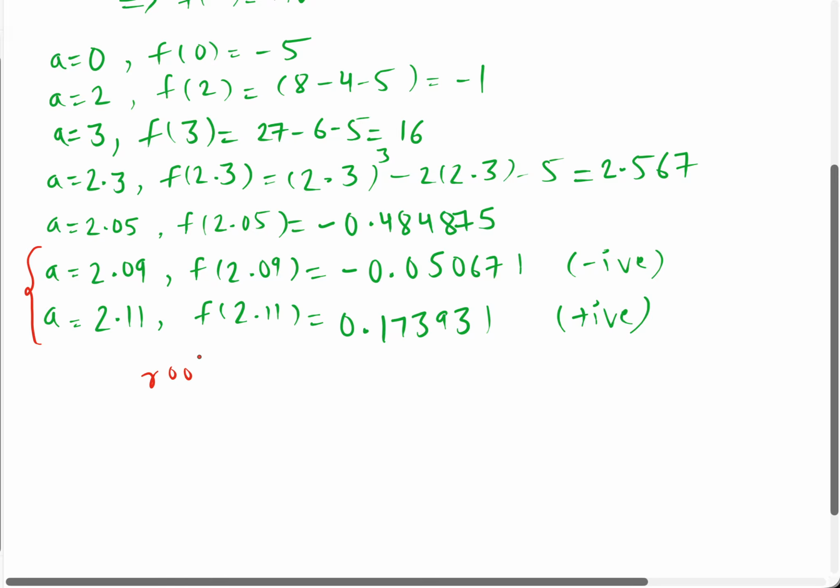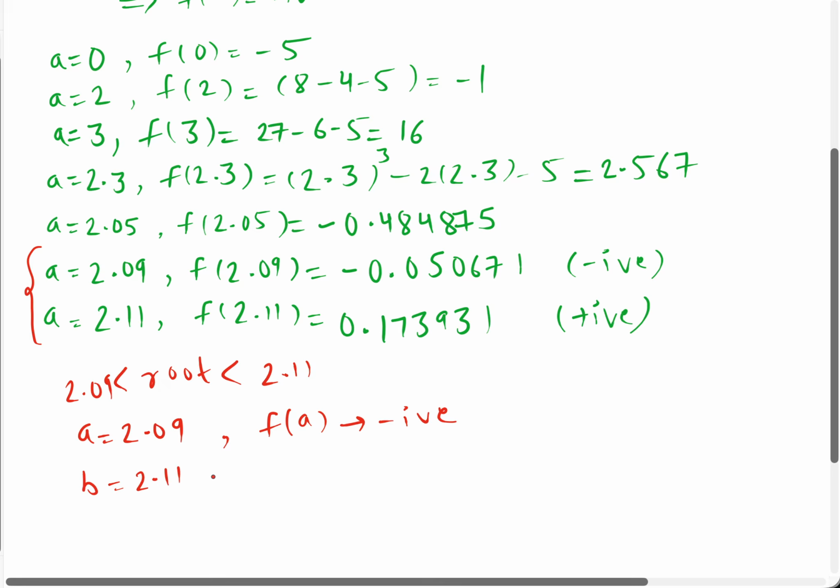The root will be between 2.11 and 2.09. So let us consider a equals 2.09 because f(a) is negative, and b equals 2.11 because f(b) is positive. Now what can we do here?